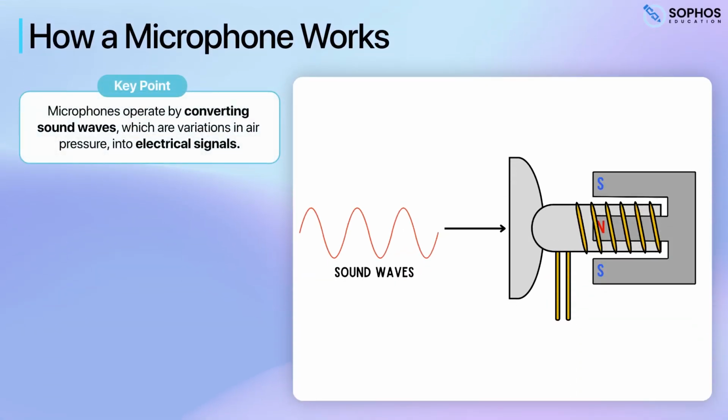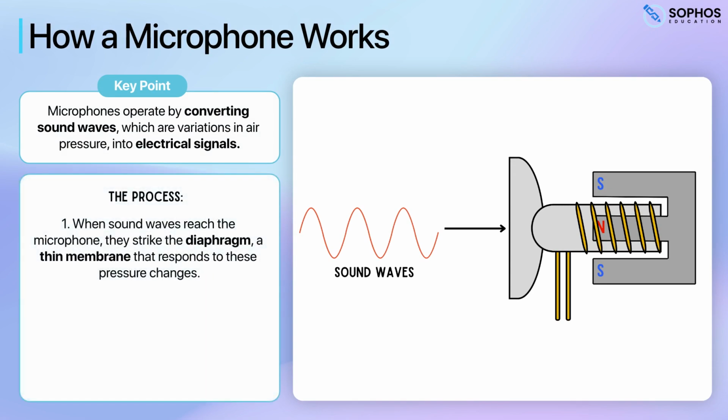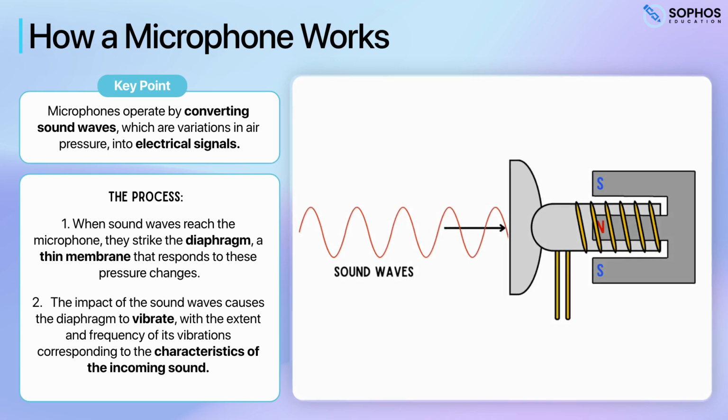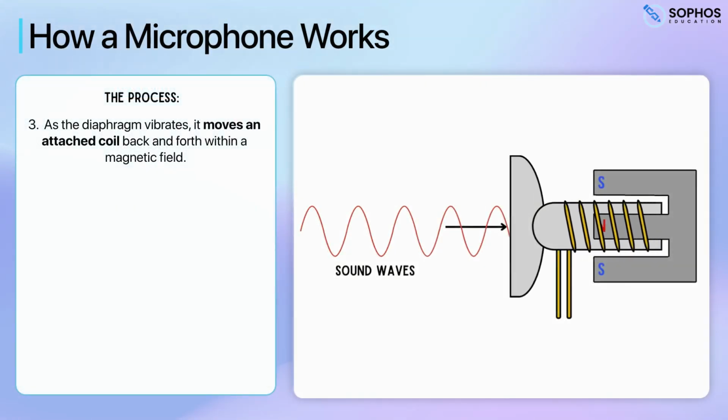Microphones operate by converting sound waves, which are variations in air pressure, into electrical signals. When sound waves reach the microphone, they strike the diaphragm, a thin membrane that responds to these pressure changes. The impact of the sound waves causes the diaphragm to vibrate, with the extent and frequency of its vibrations corresponding to the characteristics of the incoming sound. As the diaphragm vibrates, it moves an attached coil back and forth within a magnetic field.